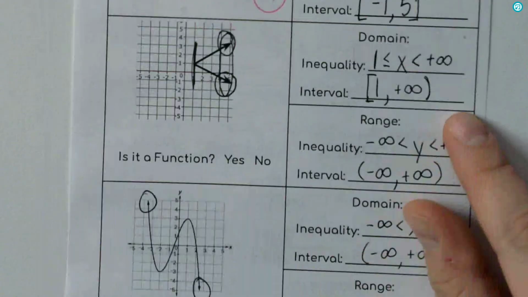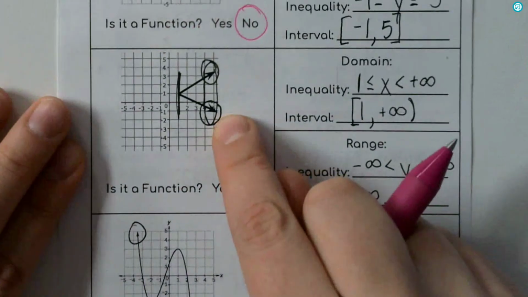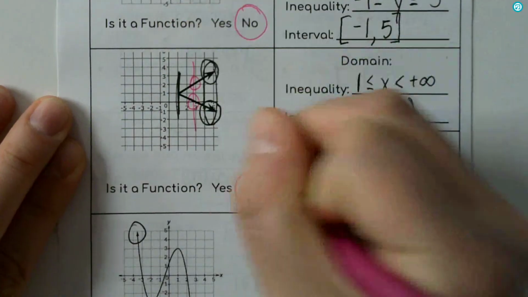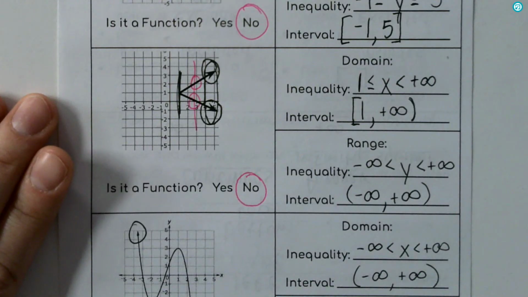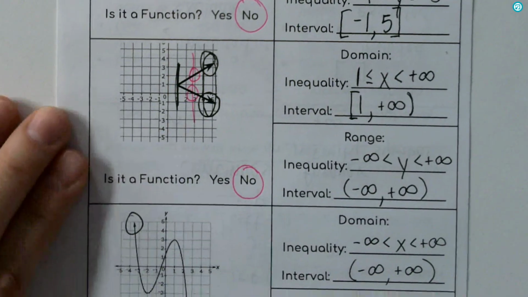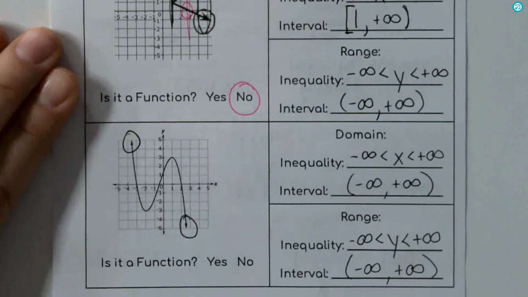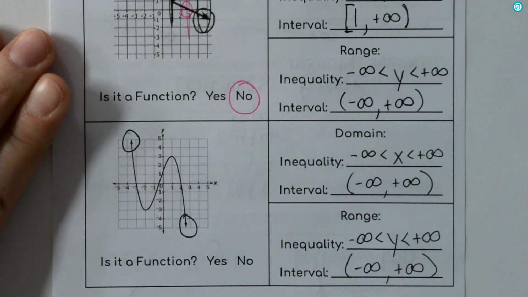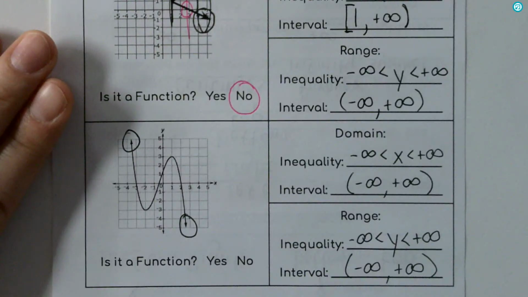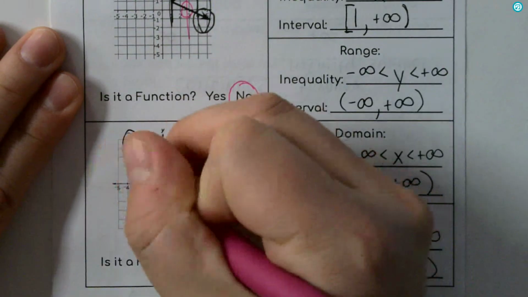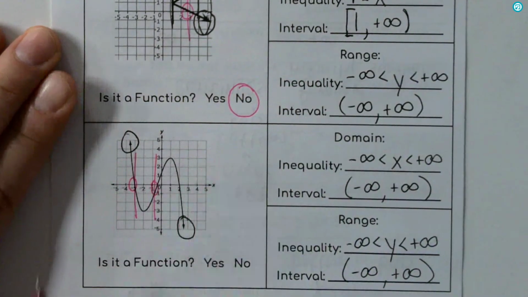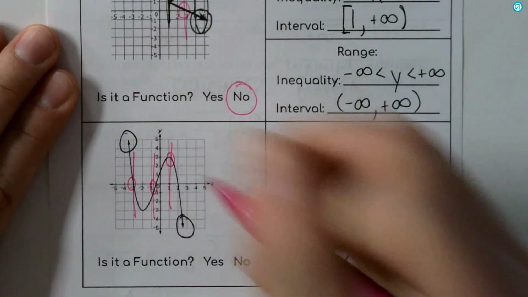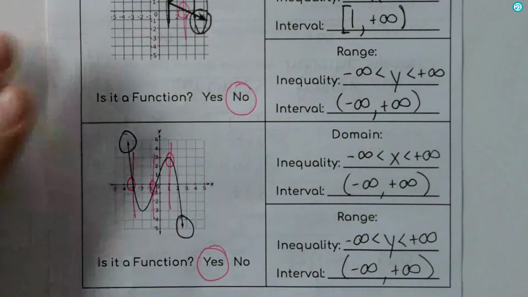Okay, if I draw a vertical line through this graph, how many times does it cross? 2. So this one, also not a function. And then the very last one here, if I draw a vertical line through it, how many times will that vertical line cross? Just one. So if I draw a vertical line here, it only crosses once. If I draw a vertical line here, it only crosses once. So you got to make sure anywhere you draw a vertical line, it would only cross once. So this one, anywhere I do that, it only crosses once. So this one is a function.